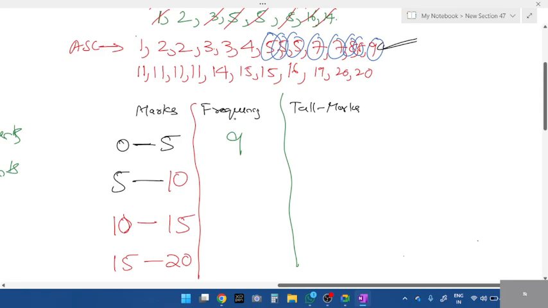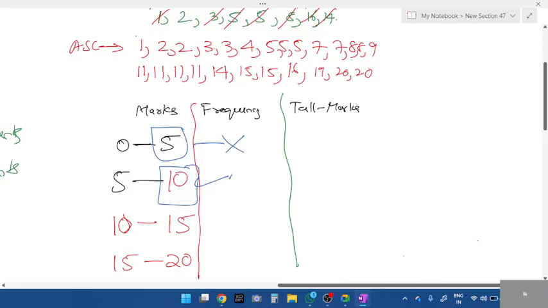Again, it's getting repeated. In order to avoid this confusion, whenever the values are continuous, like 0 to 5, 5 to 10, don't count 5 in this column. Ignore 5. Count 5 in the next column. In the same way, don't count the upper limit. Don't include the upper limit, 10, in the second column. Ignore all the 10 values. Count it in the next one. In the same way, don't count 15 here. Don't count 20 here. Apart from 20, whatever numbers are there, from 15 to 19, you can count.